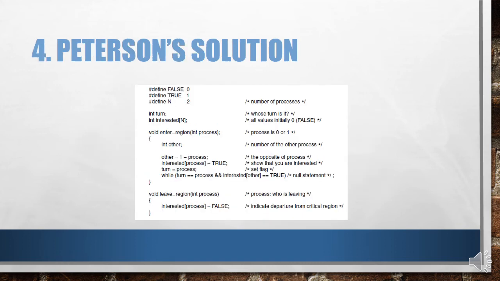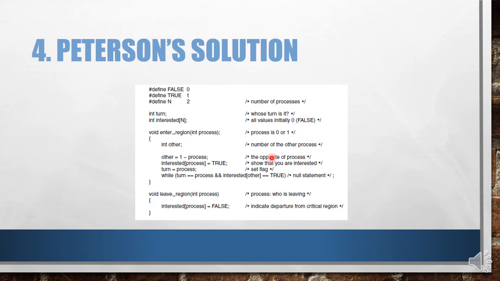Next, Peterson's solution. By combining the idea of taking turns with the idea of lock variables and warning variables, a Dutch mathematician, T. Dekker, was the first one to devise a software solution to the mutual exclusion problem that does not require strict alternation. For a discussion of Dekker's algorithm, see Dijkstra, 1965. In 1981, G. L. Peterson discovered a much simpler way to achieve mutual exclusion, thus rendering Dekker's solution obsolete. Peterson's algorithm is shown here.